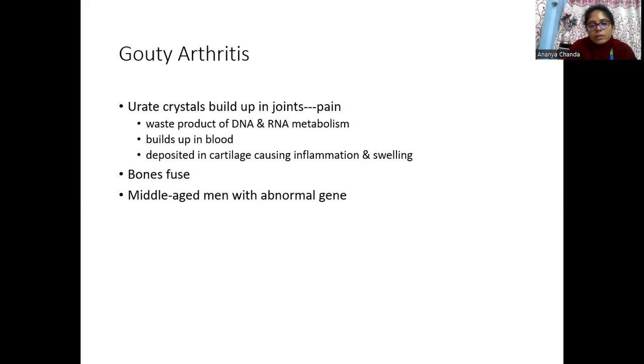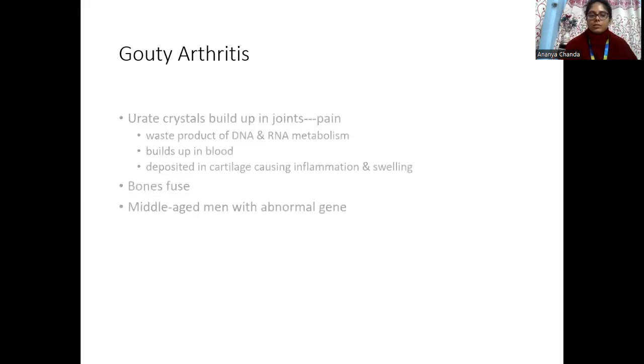Then comes gouty arthritis. Urate crystals build up in joints and cause pain. It involves waste products of DNA and RNA metabolism deposited in cartilage, causing inflammation and swelling. These urate crystals form a pokey structure which causes inflammation and swelling in the joint. The bones can get fused, and it is commonly seen in middle-aged men with abnormal genes.